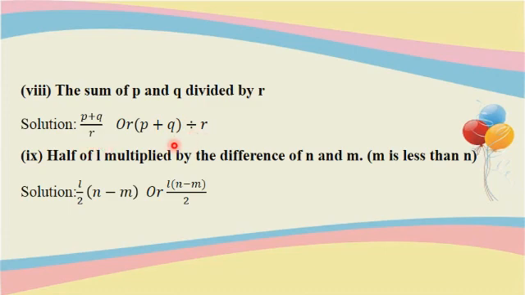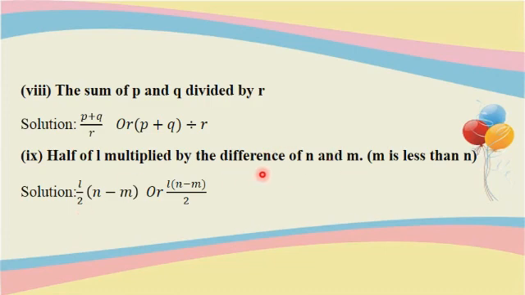So these are the two different ways we can write. Half of L multiplied by the difference of N and M, where M is less than N. So half of L, or any quantity, we can divide it by 2. L divided by 2 means half of the given value L, and then N minus M.